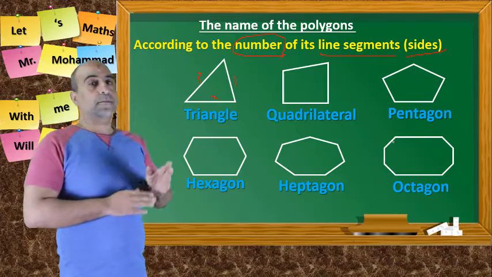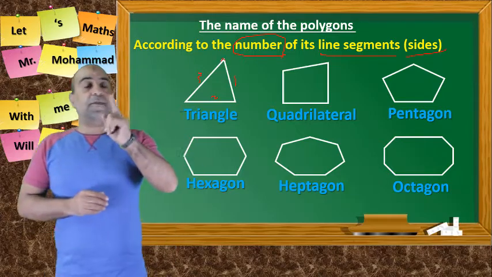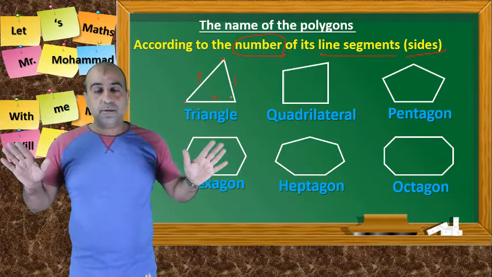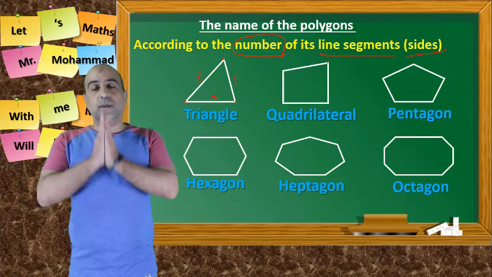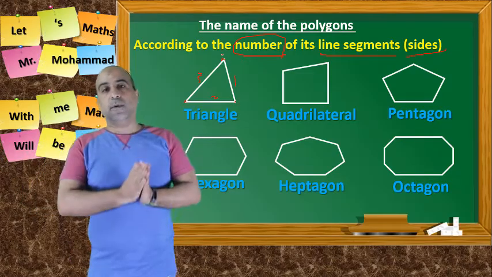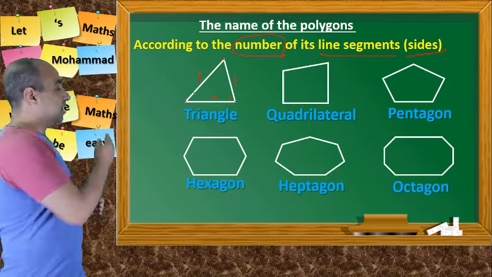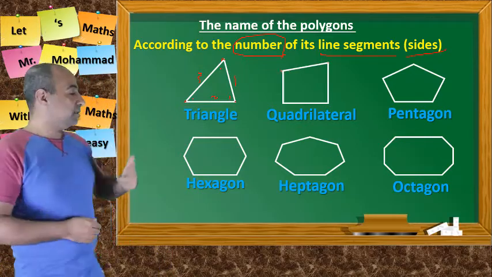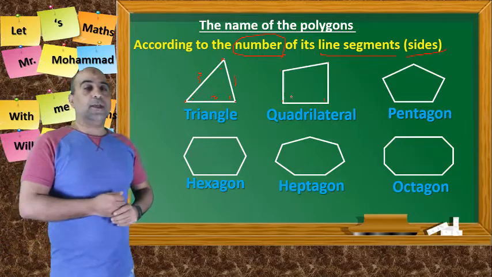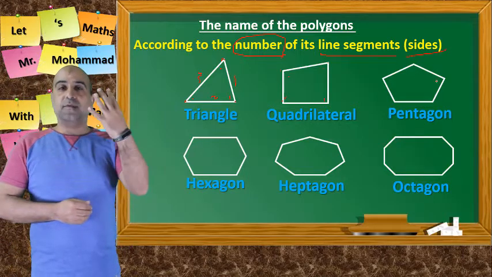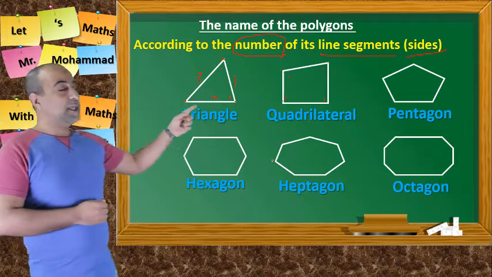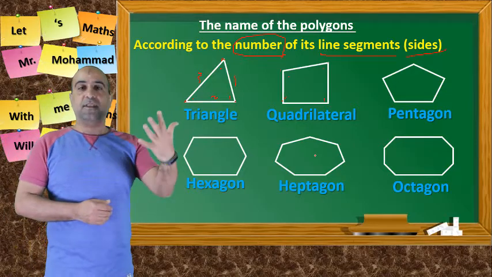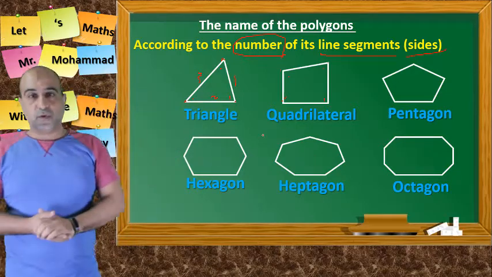But attention, the number of sides of any polygon must be equal to the number of vertices and the number of angles. The triangle has 3 sides, 3 vertices, 3 angles. The quadrilateral has 4 sides, 4 vertices, 4 angles. The pentagon has 5 sides, 5 vertices, 5 angles, and so on.